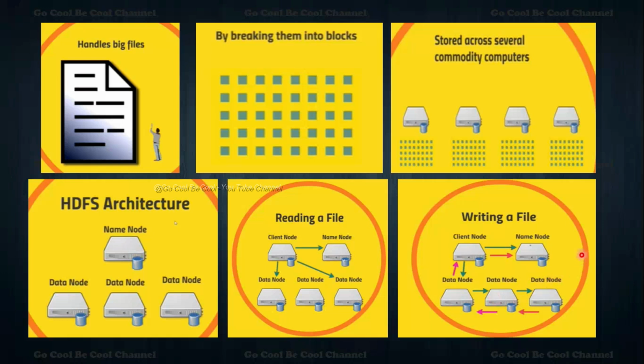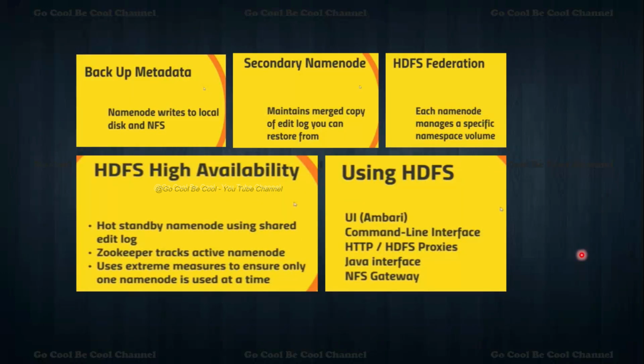So for backup metadata, the name node writes to a local disk and then NFS. The secondary name node maintains a merged copy of the edit log, so you can restore from anything. Then HDFS federation, where each name node manages a specific namespace, or volume. High availability is a hot standby name node using a shared edit log. Zookeeper tracks the active name node. It uses extreme measures to ensure only one name node is active at a time.